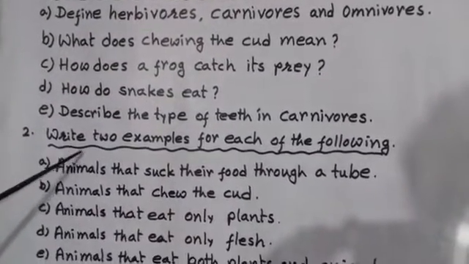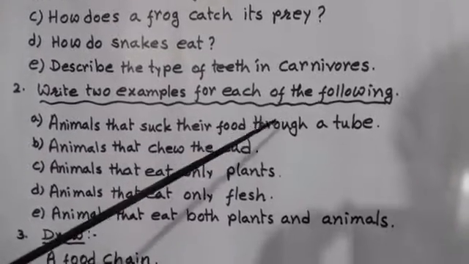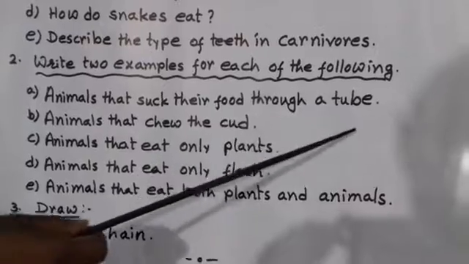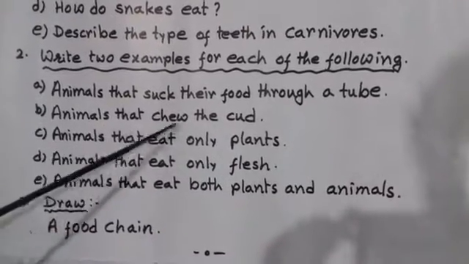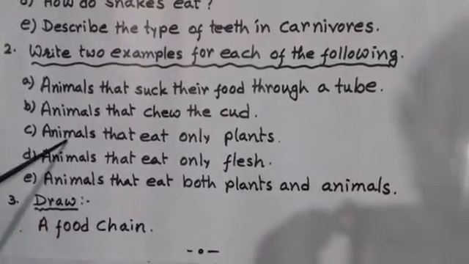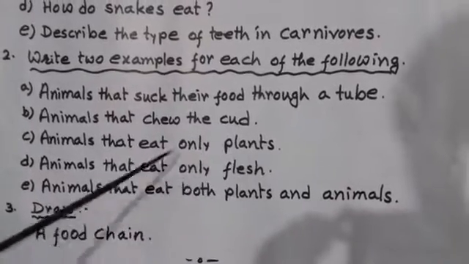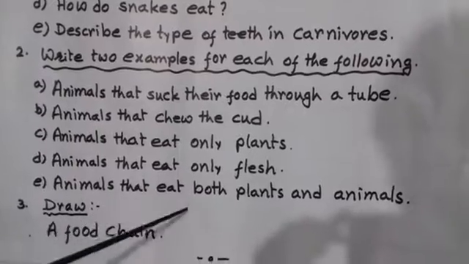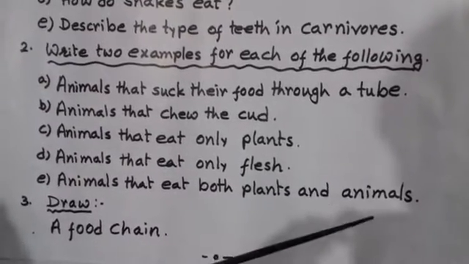Now another thing, you have to write some examples of each of the following. Animals that suck their food through a tube, animals that chew the cud, animals that eat only plants, animals that eat only flesh, animals that eat both plants and animals.